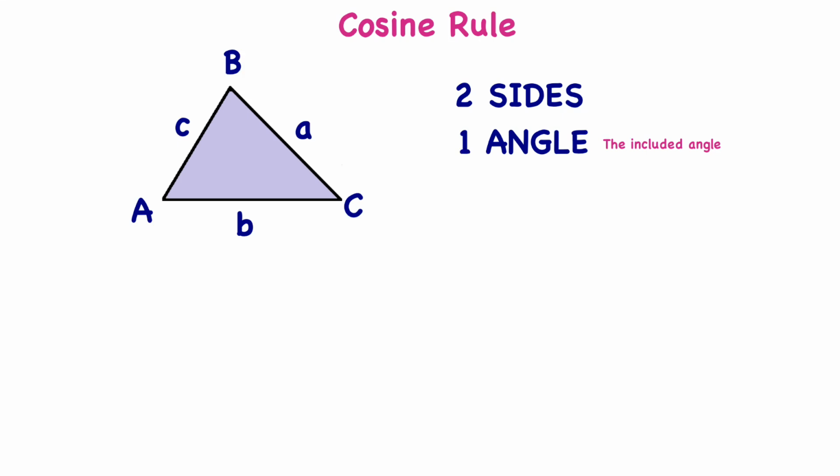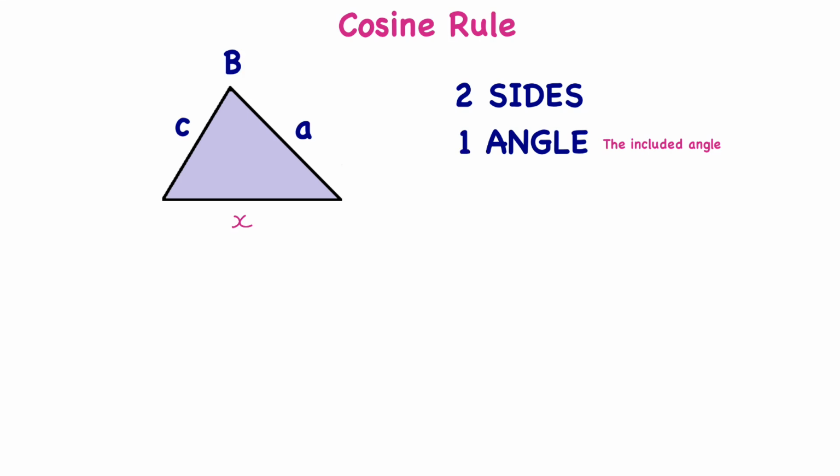So the first condition for using the cosine rule is if you have two sides and an angle, and this time the angle is the included angle, which means it's between the two sides that you've been given. So let's have a look. So we've been given these two sides and we've been given angle B, which is the included angle because it's between the two sides, and we're being asked to find this side, which is side B.